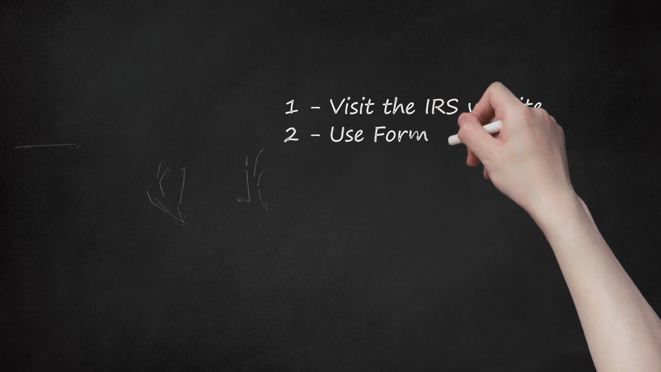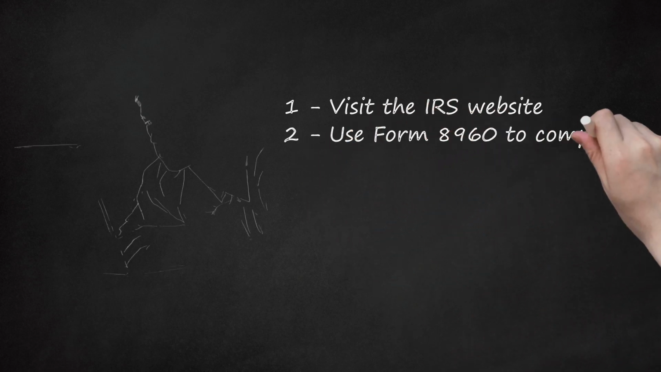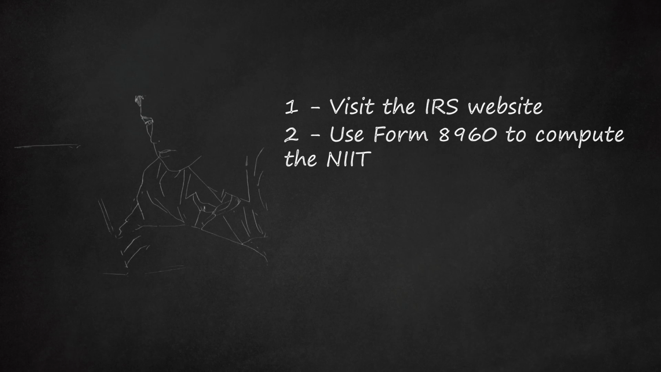2. Use Form 8960 to compute the NIIT. Before you can report the NIIT liability you have, you must compute the NIIT. The IRS provides Form 8960 and instructions to help you do this. Form 8960 and the instructions can be found on the IRS website.